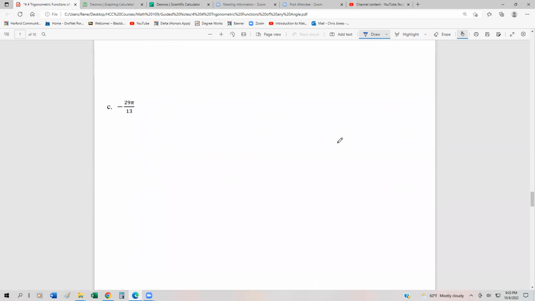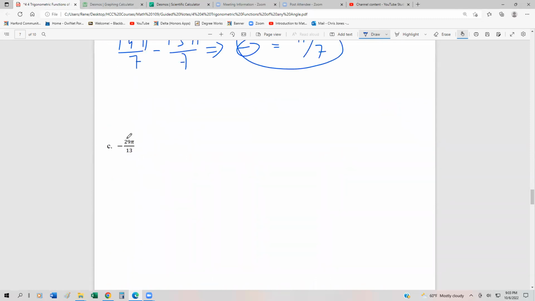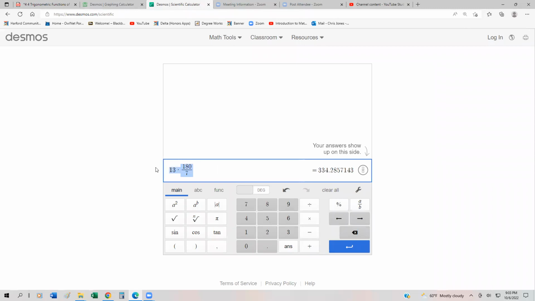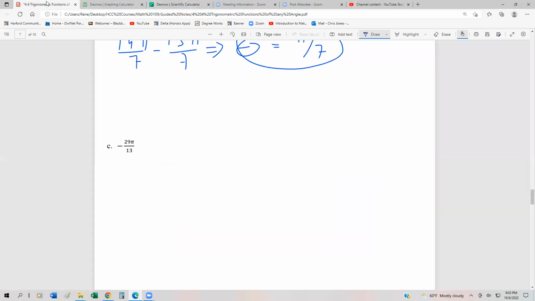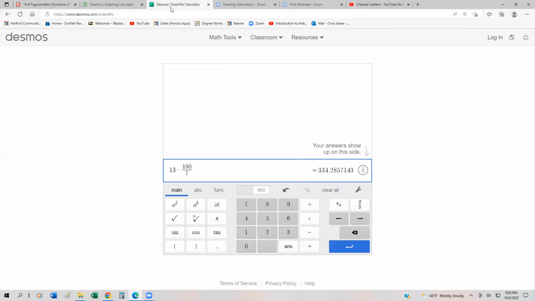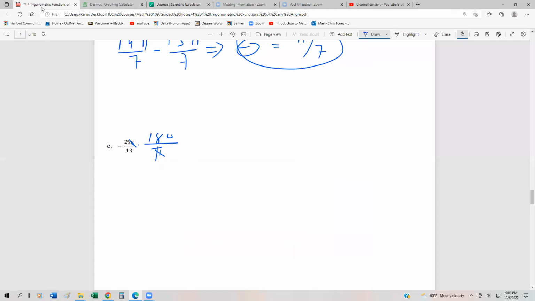All right, another example, and the final example, we just have this negative 29 pi 13ths. Again, what we probably want to do is figure out what quadrant that terminates in. So in our calculator, to set this up, we multiply this by 180 over pi. The pi's would cancel out. We're going to do negative 29 times 180 over 13. And that's about negative 401.